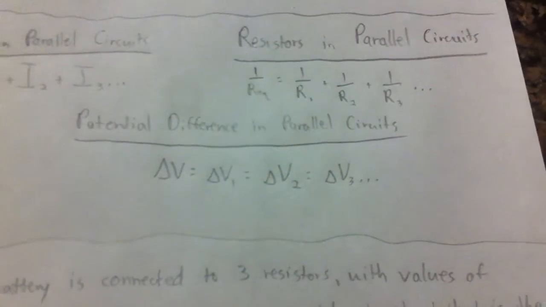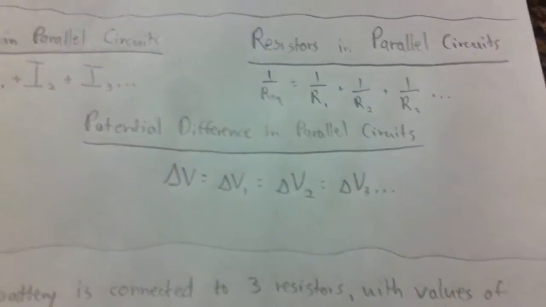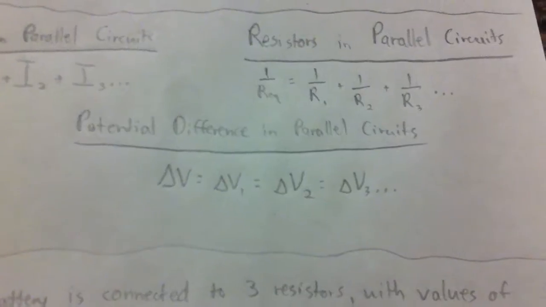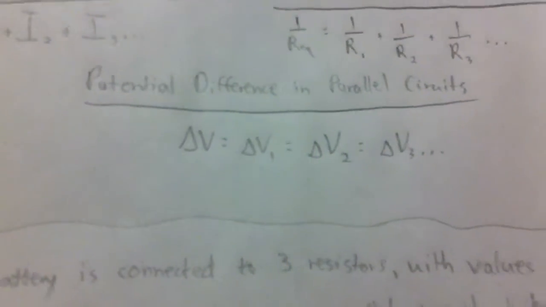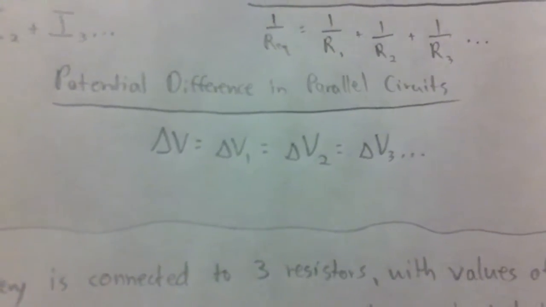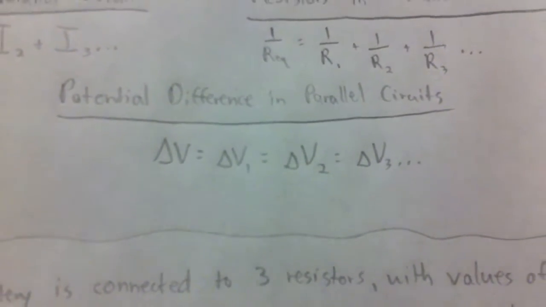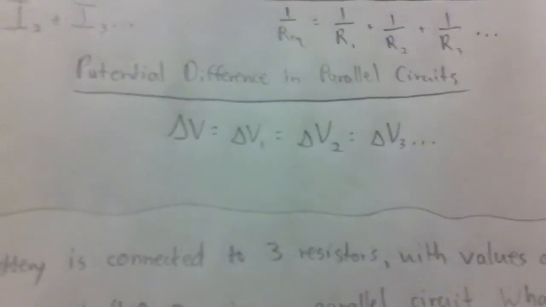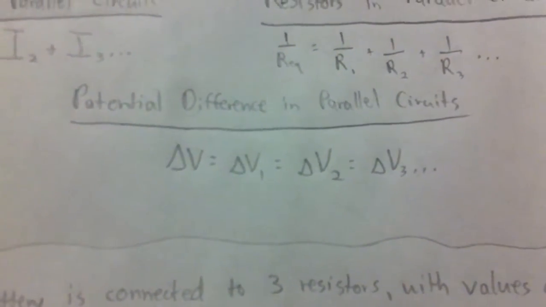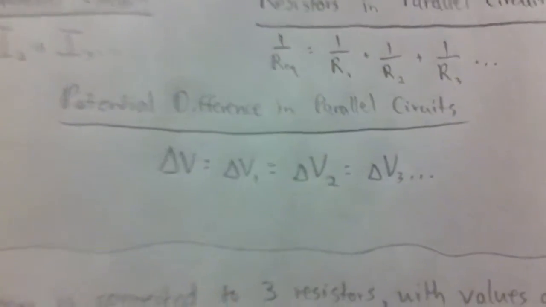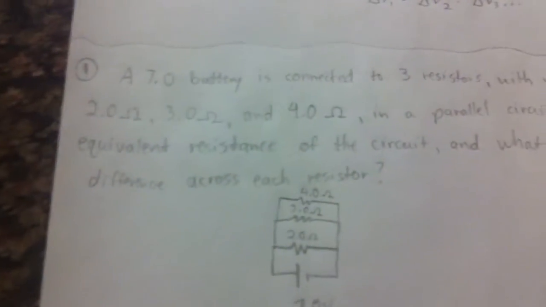And finally, the potential difference in parallel circuits: the terminal voltage is equal for every resistor in the circuit. So for example, the potential difference on resistor 3 is going to be the exact same as the potential difference of the terminal voltage, as well as the same as the potential difference of the first resistor. So let's do some problems now.